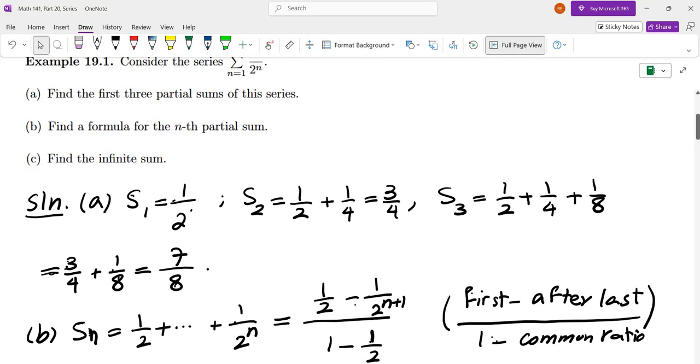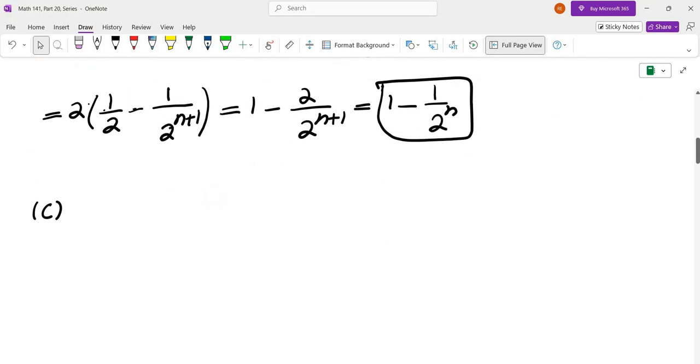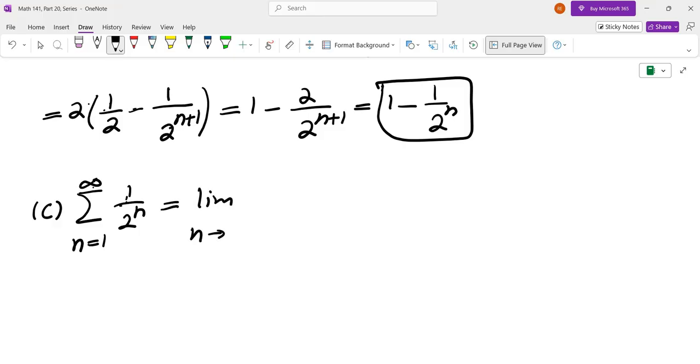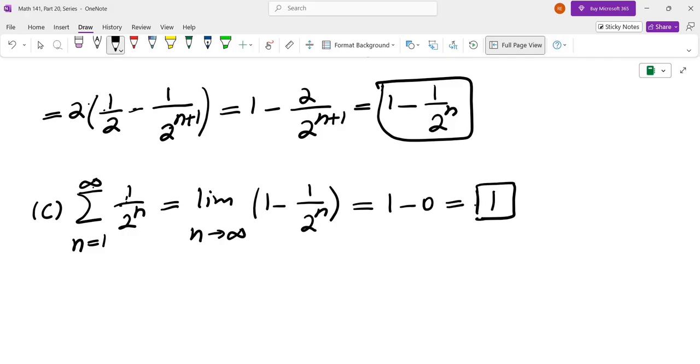The next part is find the infinite sum. So how do we find the infinite sum? Well, the sum of 1 over 2 to the n, n equals 1 to infinity, is the limit of these partial sums. So limit of 1 minus 1 over 2 to the power of n. Well, 1 goes to 1. 1 over 2 to the power of n is 1 over infinity, which is 0. So the answer to this infinite sum is in fact 1.